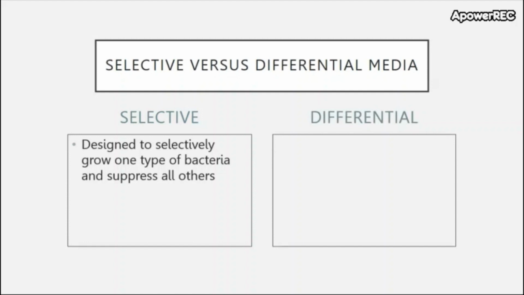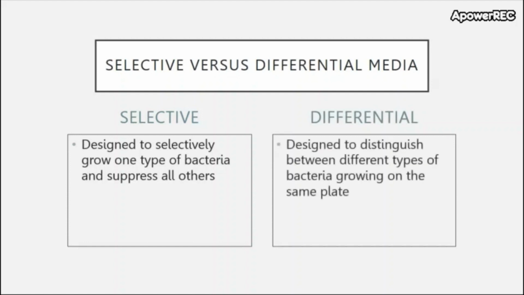Differential media is not designed to selectively grow one or another. Rather, it's designed to have some sort of distinguished phenotype between one organism and another, so you can tell by looking at the colonies that grow on it. You can look at the phenotype of those colonies and tell the difference of one microbe versus the other. So let's take a look at an example of each.